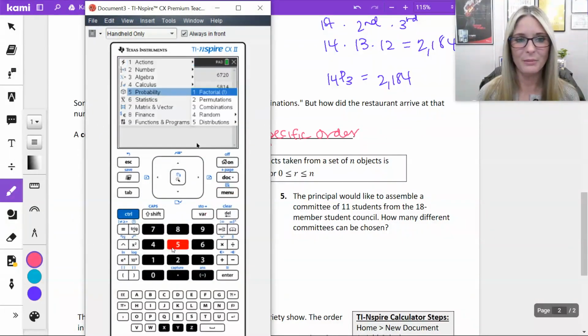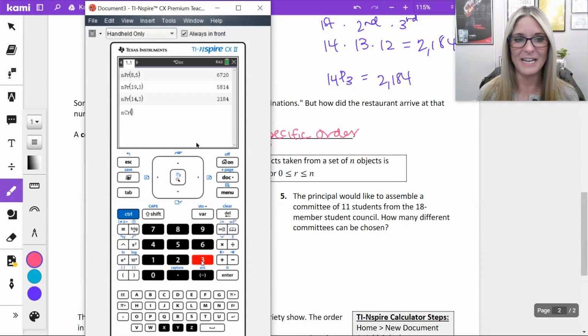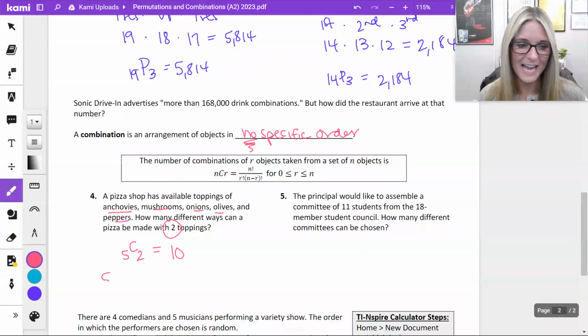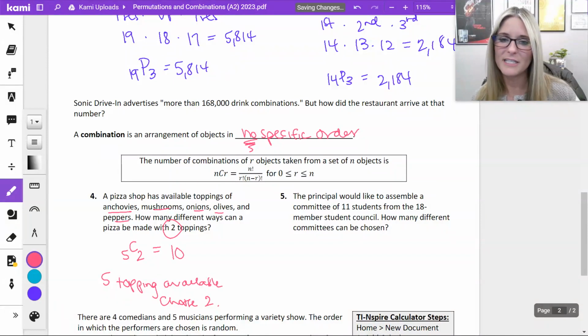Menu, probability, there, number 3 is combinations. We had 5 different toppings, and we are choosing a 2-topping pizza. There are 10 different combinations. So I'm just going to add here for our notes that we had 5 toppings available, and we're choosing 2.